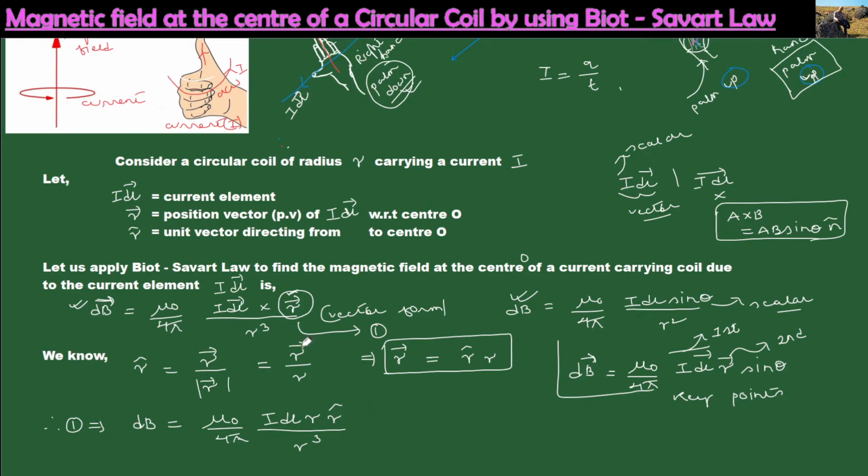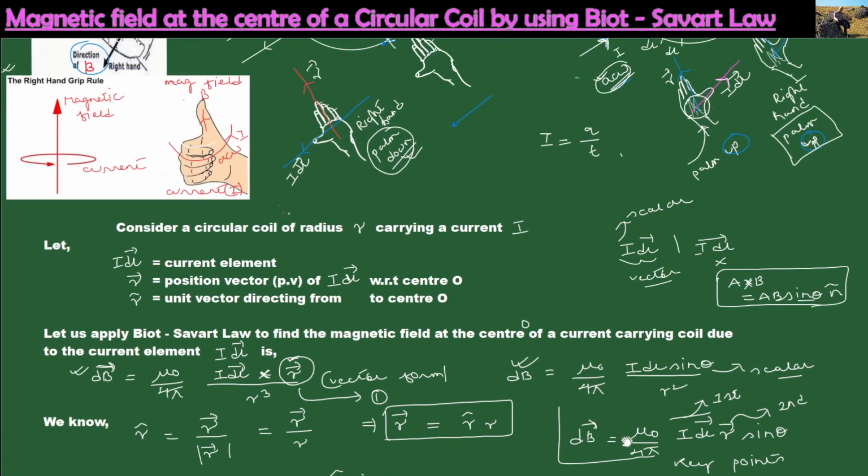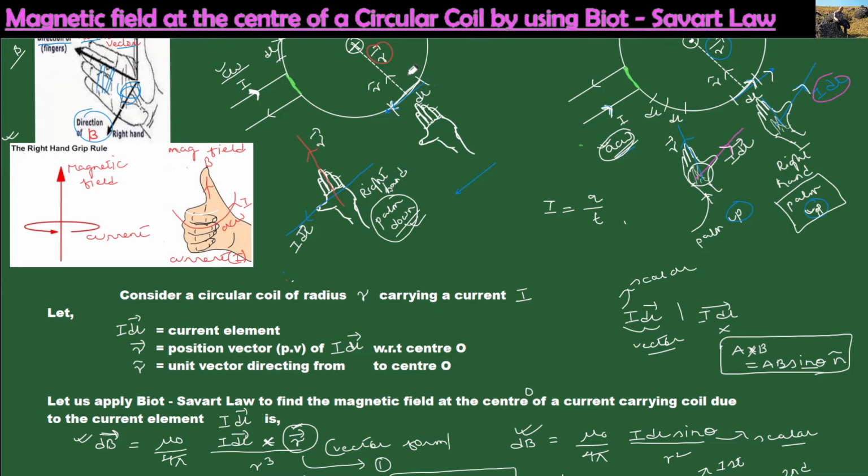And since we have removed this cross product, we have to put sine of theta, where theta is the angle between IDL and R. This is the angle between IDL and R. Even in this case, this is the angle between IDL and R. Your IDL is in this direction, thumb in this case, and our R. This is the direction of our IDL vector, and this is our R vector.